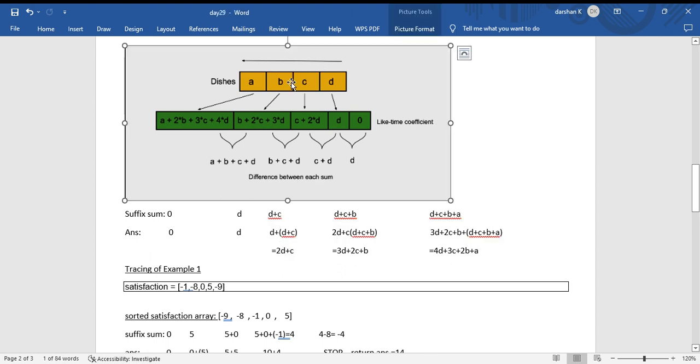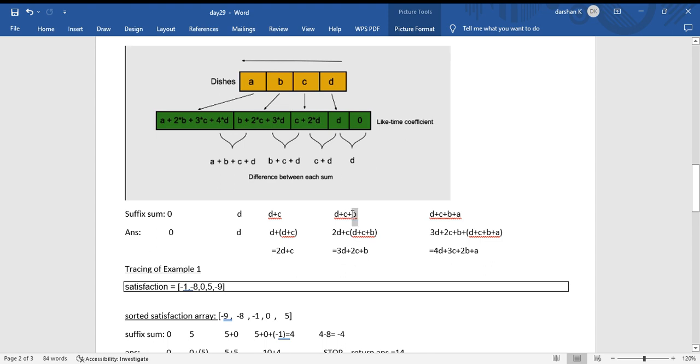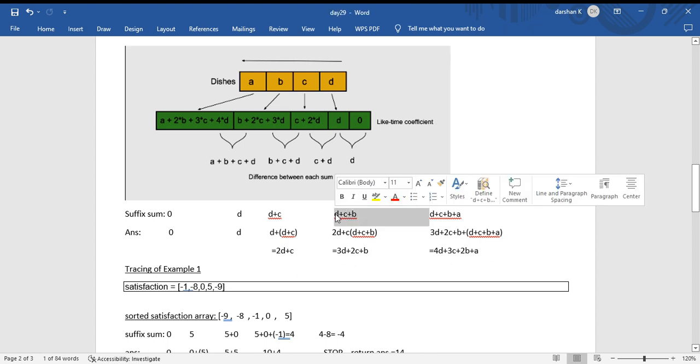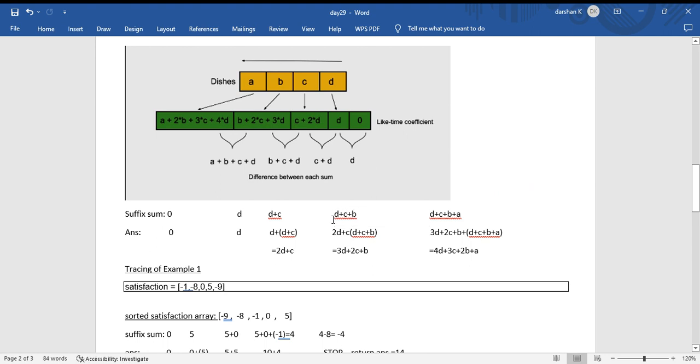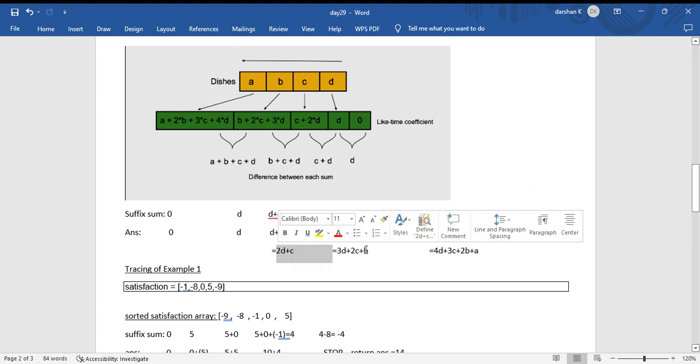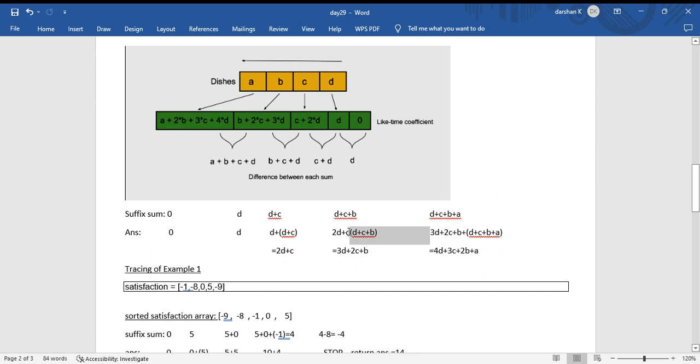Okay. Next we come to B. B is added to the previous numbers, which is D plus C plus B. But this together will be added again to the 2D plus C. That's what we are doing here, right? 2D plus C plus D plus C plus B. See, this is what is the prefix sum, right? It becomes 3D plus 2C plus B.